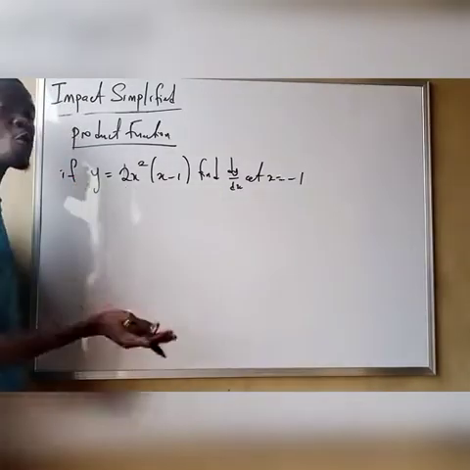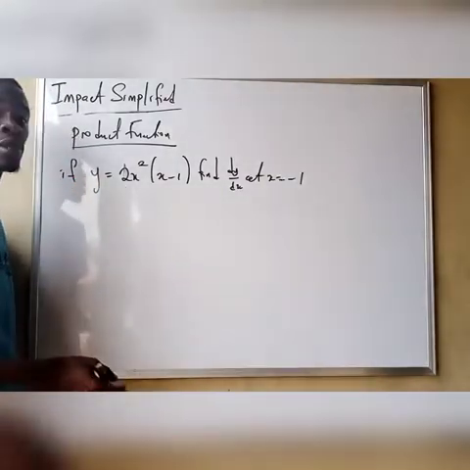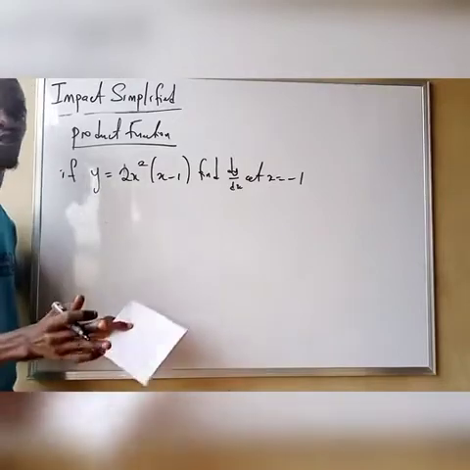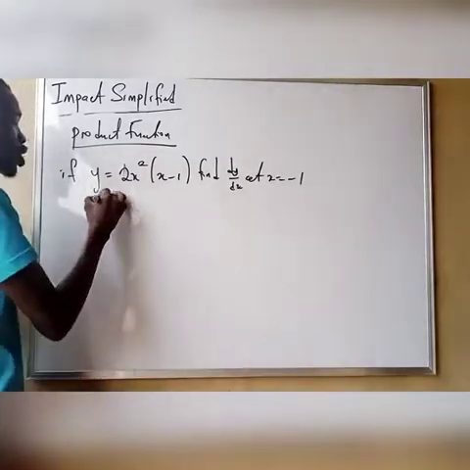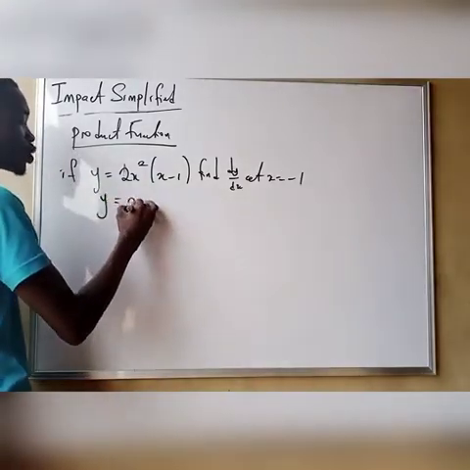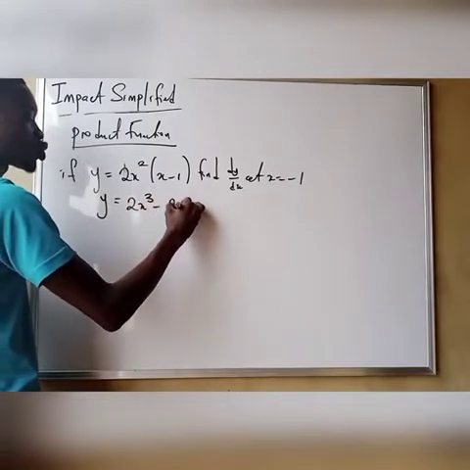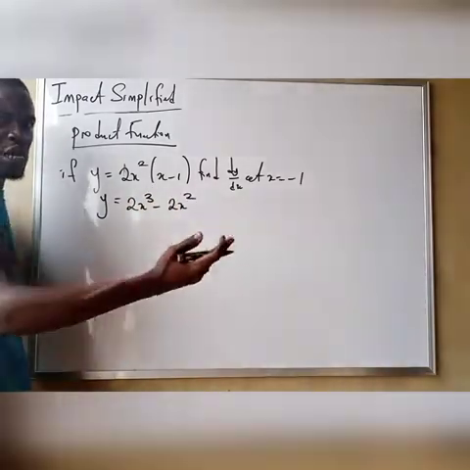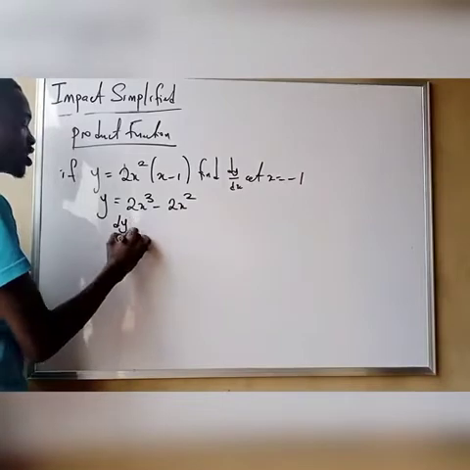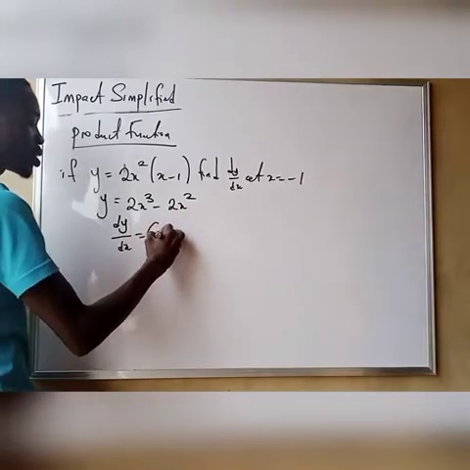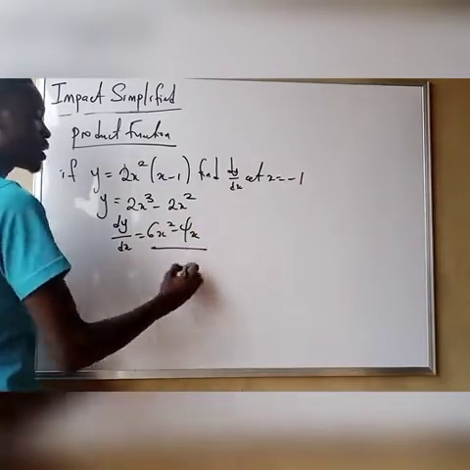So some people will be making use of the product rule, which will waste your time, since you can expand the function and then differentiate. So just expand. This will give us 2x cubed minus 2x squared. Do you get that? And then we differentiate it. That will give us dy/dx is equals to 6x squared minus 4x. And this is the answer.